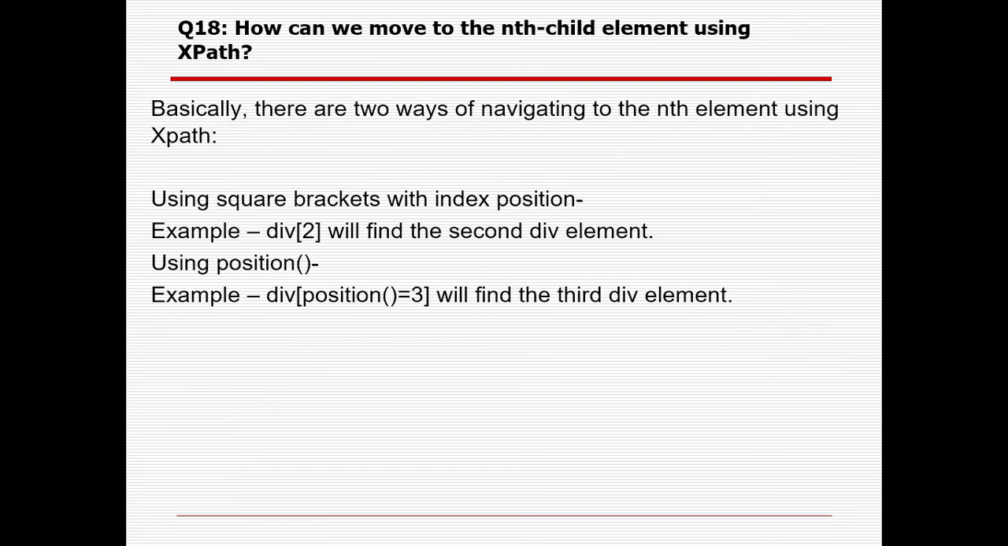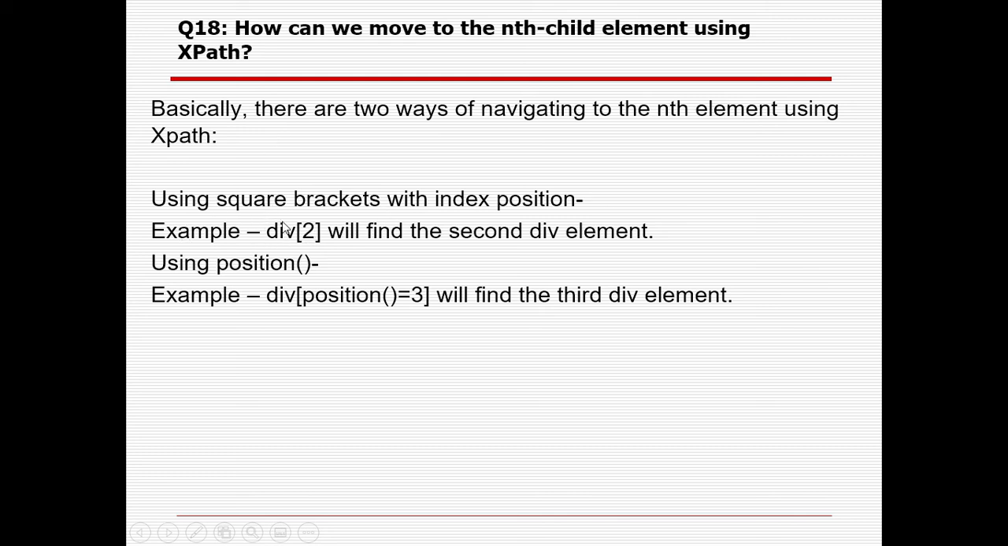How can we move to the nth child element using XPath? If you are creating XPath, sometimes with the same tag name or the same attribute, there can be multiple elements. Then how can you select a particular element, the nth element? Basically, there are two ways of navigating to the nth element using XPath. One is using square brackets with the index position.